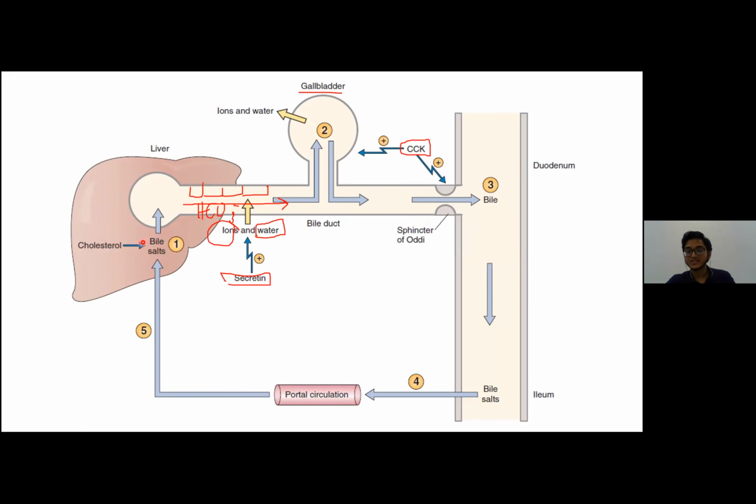Hydroxylation, conjugation, secretion into the bile ducts. Now, let's say you have chenodeoxycholic acid and all those unconjugated bile acids here. Eventually, they would get reabsorbed back into the liver. So that's the slide we're going to discuss now.